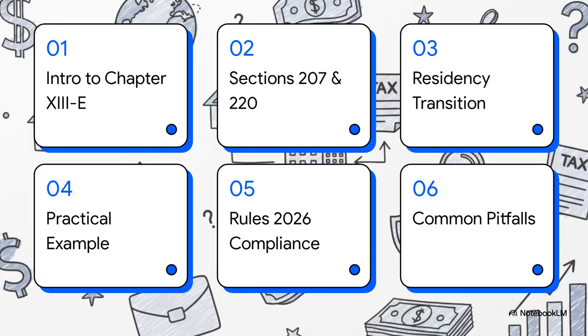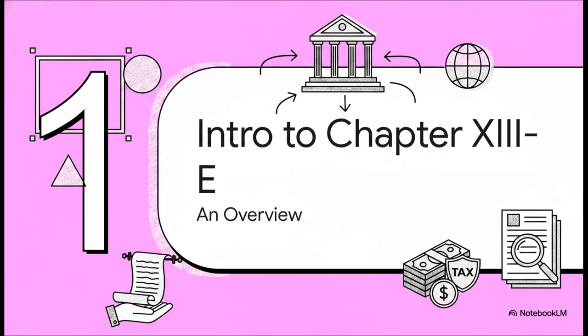Okay, here's our quick roadmap for today. We'll start with an introduction to Chapter 13-E, then hit the legal provisions in Sections 207 and 220, dive into a detailed explanation of residency, walk through a practical example, look at crucial compliance under the 2026 rules, and wrap up with some common practical issues. All right, let's jump straight into our first section, Introduction to Chapter 13-E.